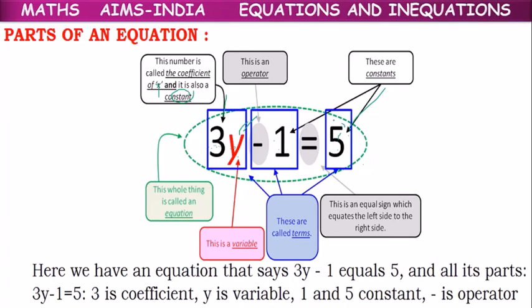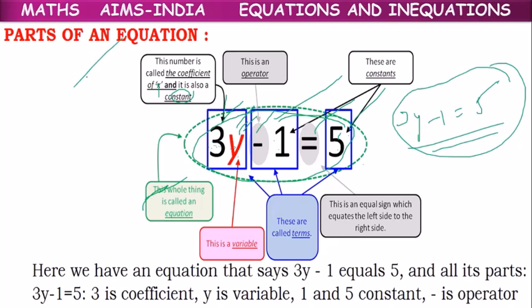So this whole thing becomes an equation, a combination of variables, constants, mathematical operators and the equality sign. Whatever we have here, 3y minus 1 equal to 5, is an example of an equation. It contains so many parts like operator, constant, coefficient, variable, term and equality sign.